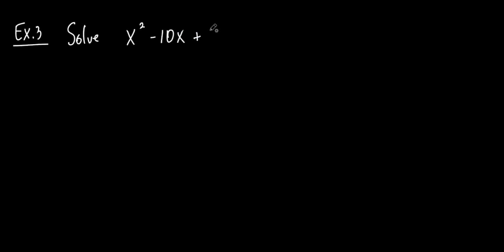All right, look at this. They set this up nice and perfect for you, don't they? You don't have to rearrange anything. Everything's good to go. So I'm going to list my A, B, and C. A is 1, B is -10, C is 29.